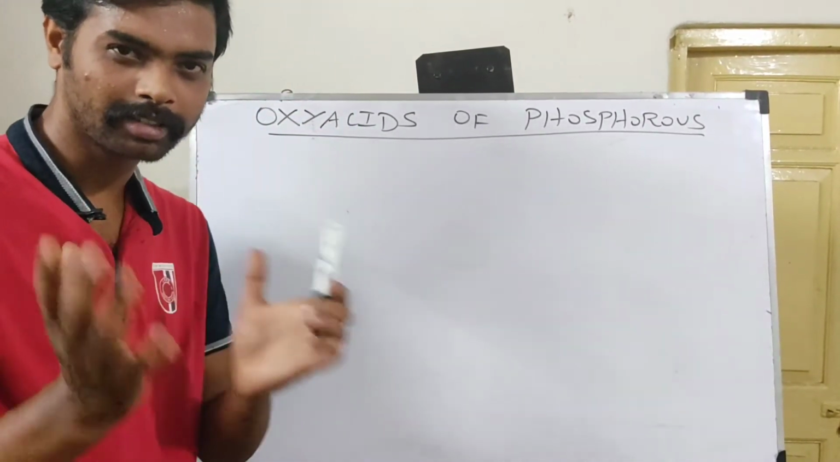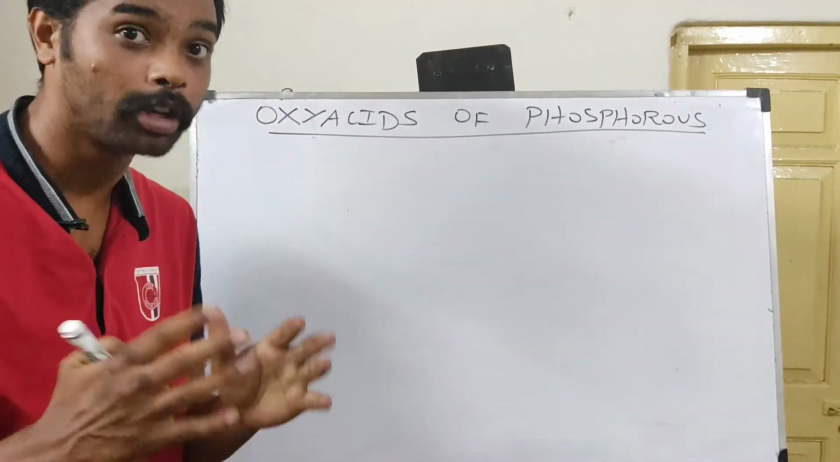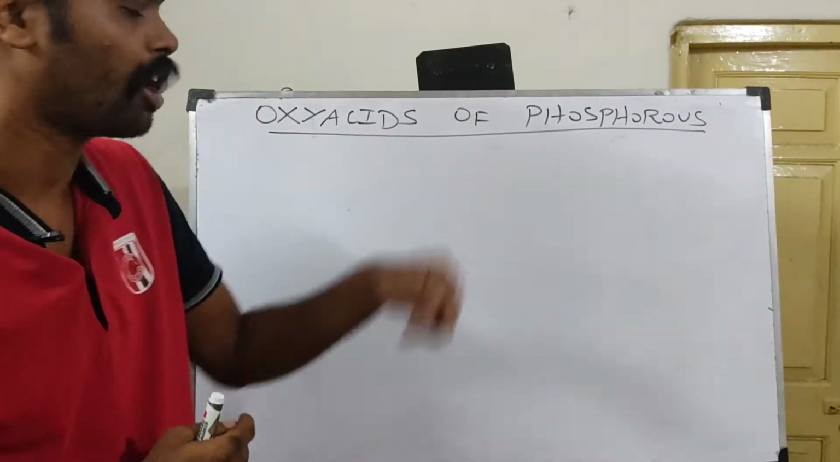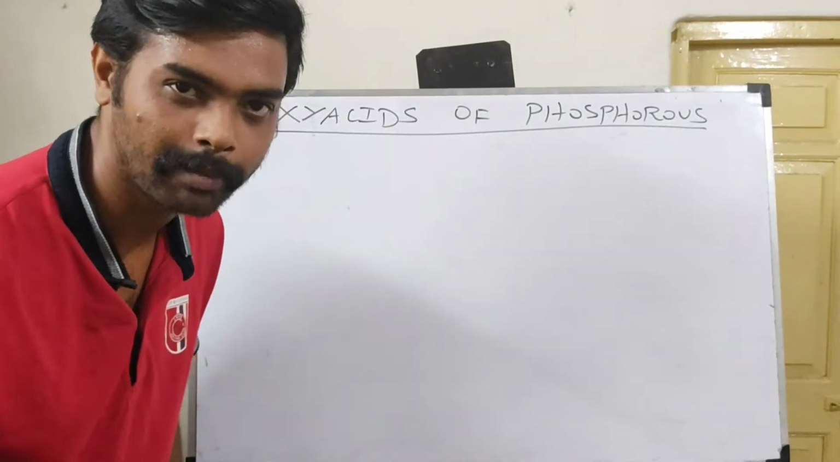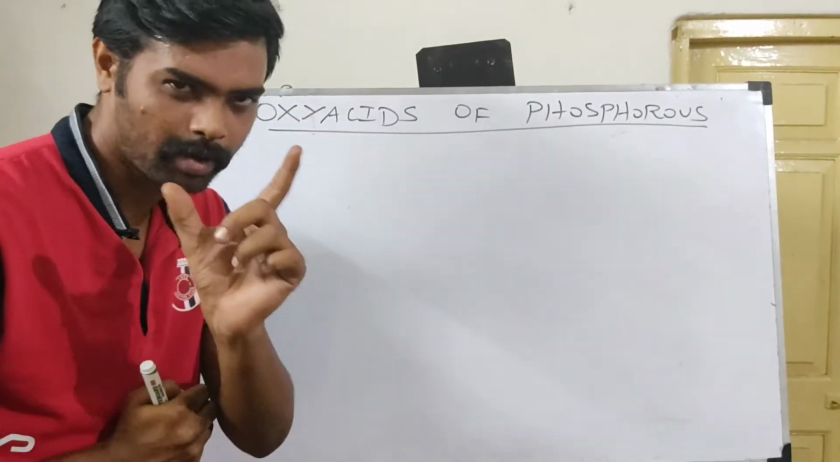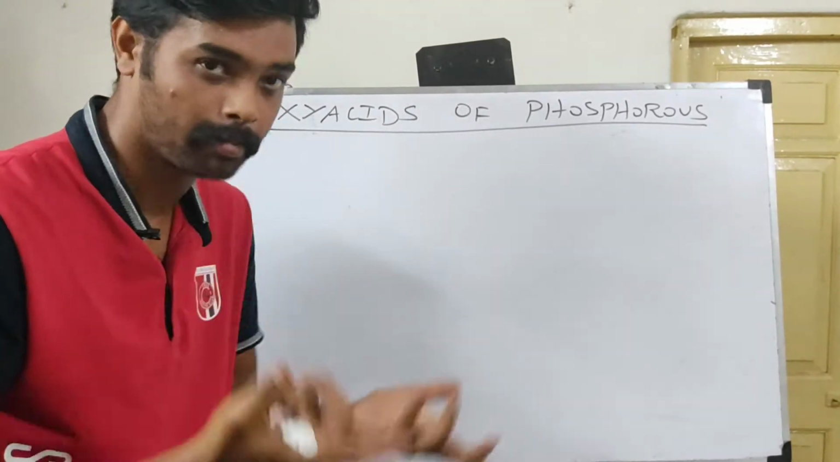So today we are going to see some shortcuts to how to remember the structures of oxy acids of phosphorus, right? Before we directly move on to the structure, there are certain keywords I'll give you so that you'll be able to remember the structures.